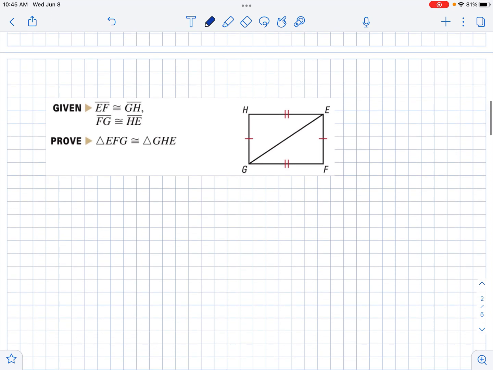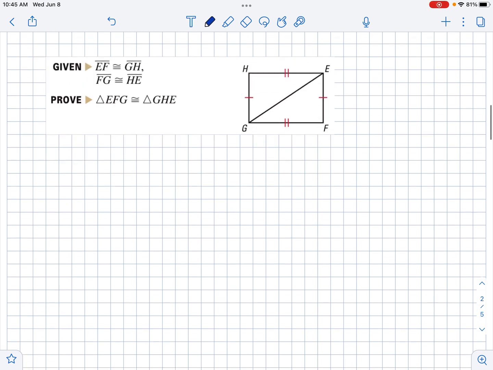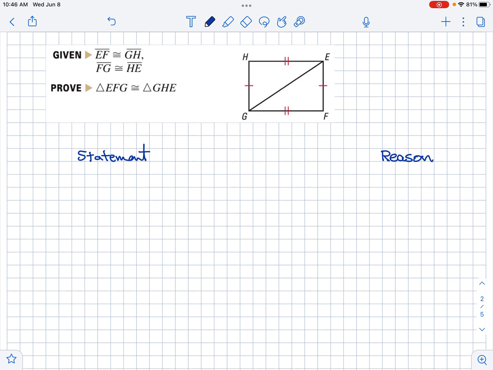Okay, now let's look and see if we can do a little bit of a formal proof here. I've got a statement and a reason over here. And I want to prove that those two triangles are congruent. Now, certainly, we start off with EF is congruent to GH, and FG is congruent to HE. And that is just given.